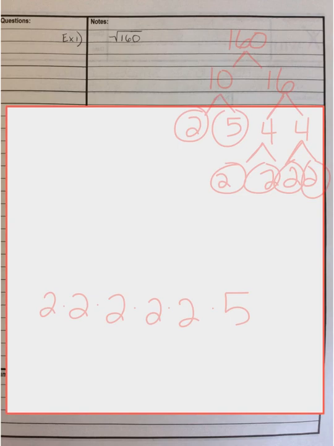Now that we have done that, that's what we're going to write inside of our radical symbol. So I'm going to write it up here, 2 times 2.